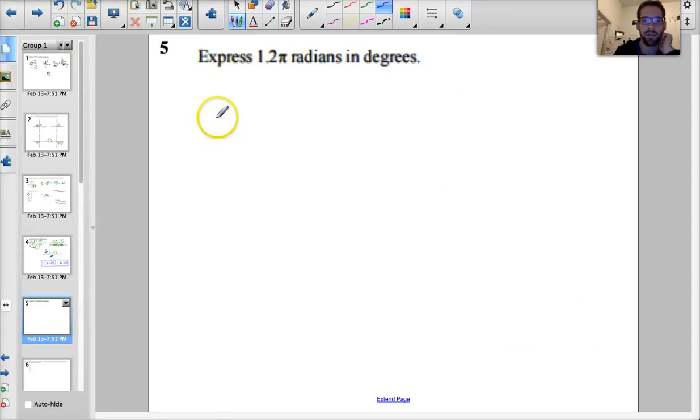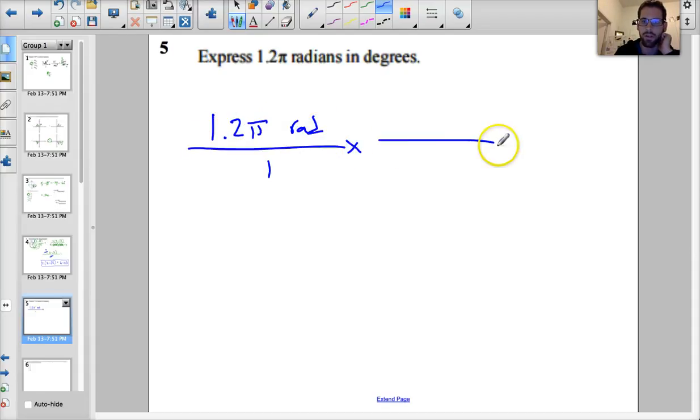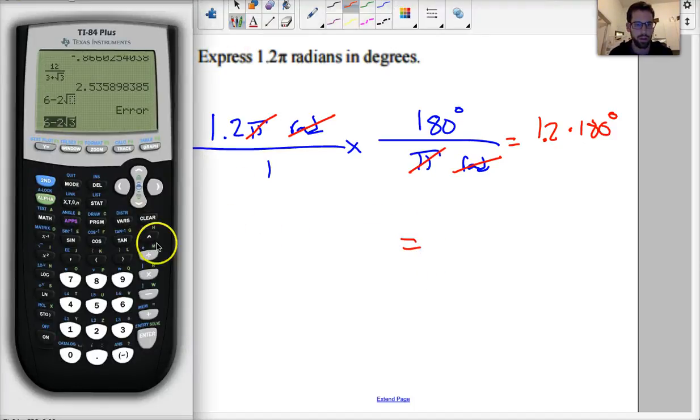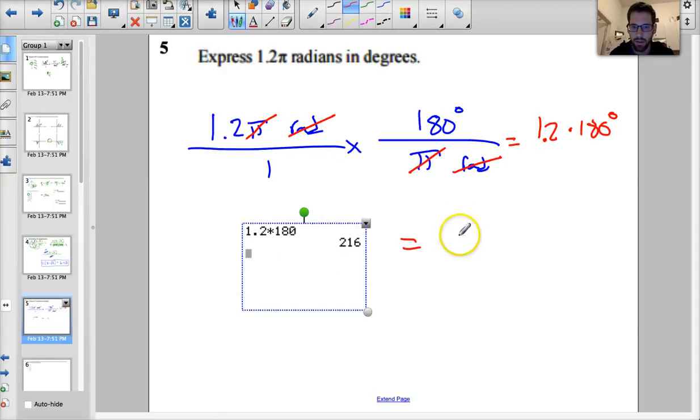All right, number 5, it's asking me to go from 1.2 pi radians to degrees. So we have pi radians in 180 degrees. That means in this case, radians cancel with radians, leaving me in degrees, and this pi is going to cancel with this pi. So I just wind up with 1.2 times 180 degrees, which gives me 216 degrees.